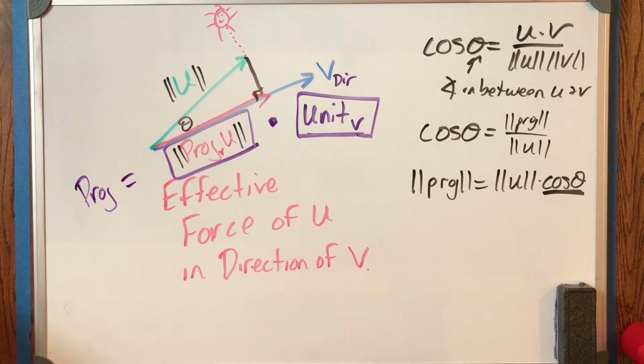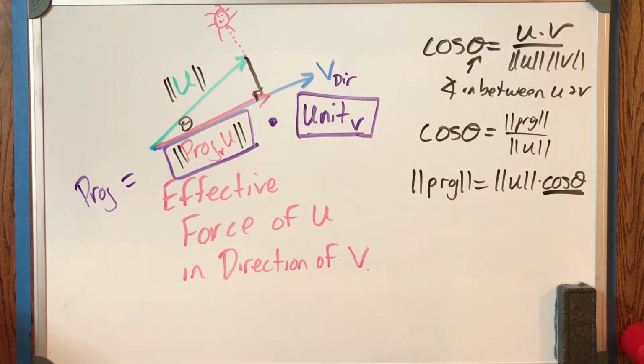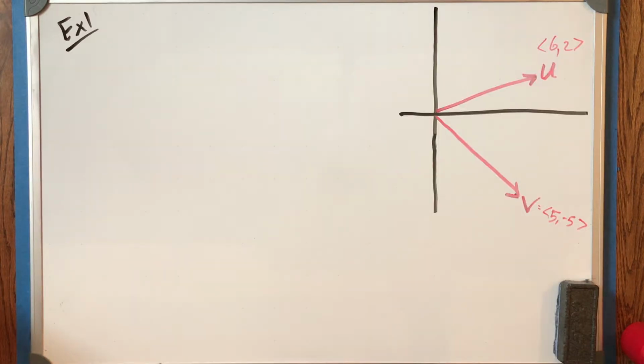So it all connects back to our warm-up, this two-step process. We need to have a length, and we need to have a unit vector. If we multiply those together, it will give us a new vector. To start off with, we'll go over example 1. So we're given a vector u is (6, 2), and vector v is (5, -5).